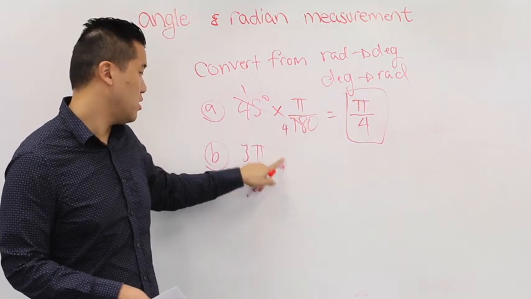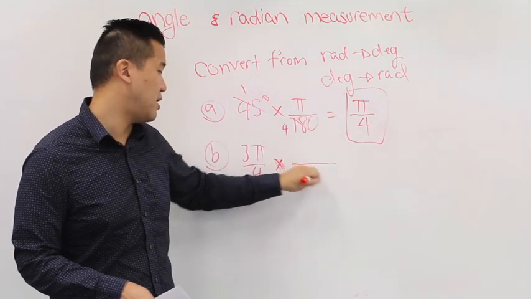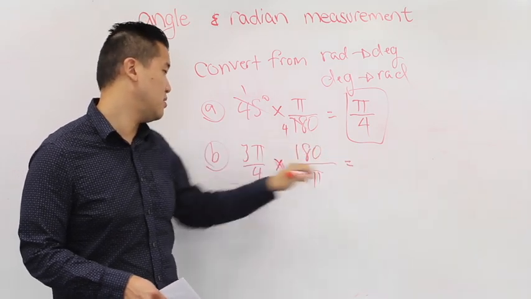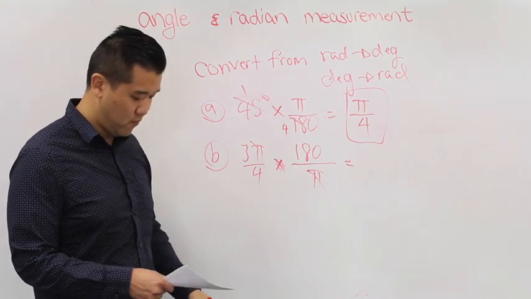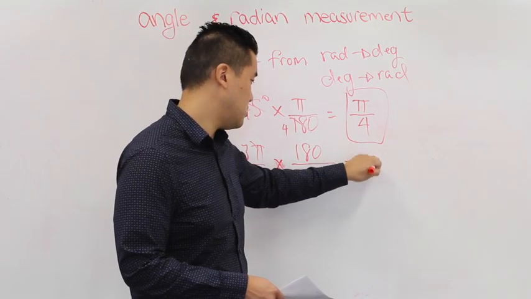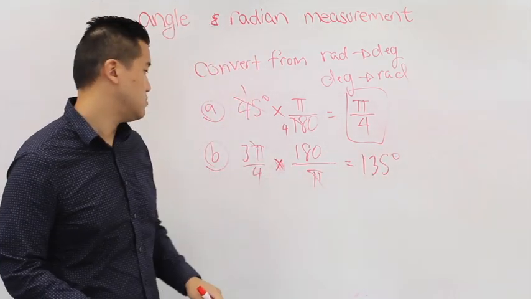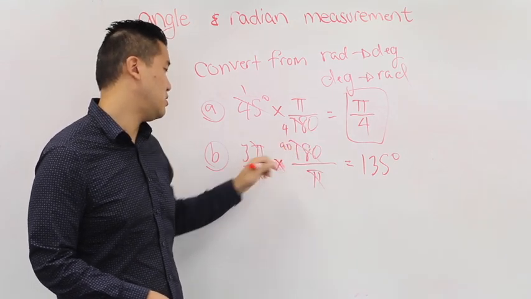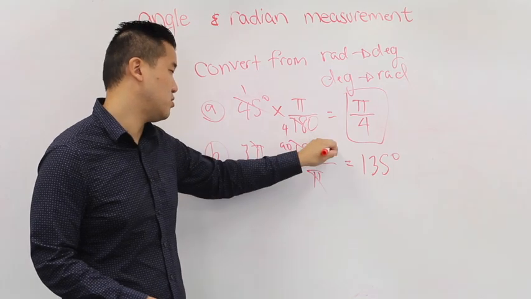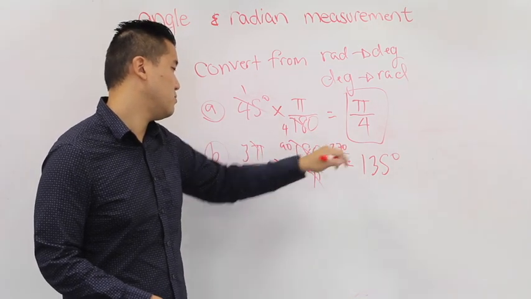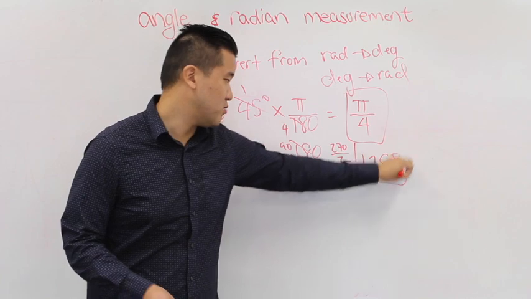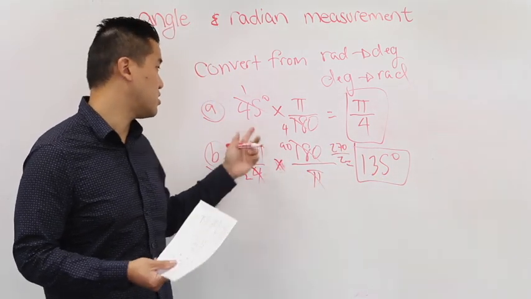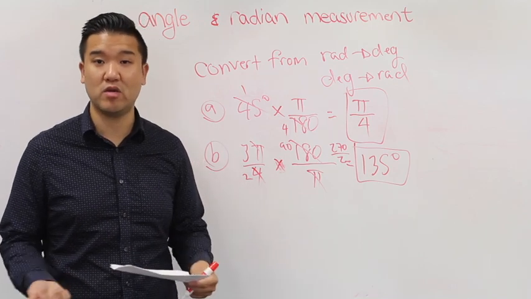3 pi over 4, we want to multiply this by, I want to get rid of the pi, so I have to put the pi on the bottom to cancel out. You put 180 on top. So those pi's cancel out. If you simplify all this, you get 135. So you can say it's like 270 over 2. You get 135. So we converted. It's good to understand how to convert back and forth. It's also good to know how to use just radian measurements throughout.